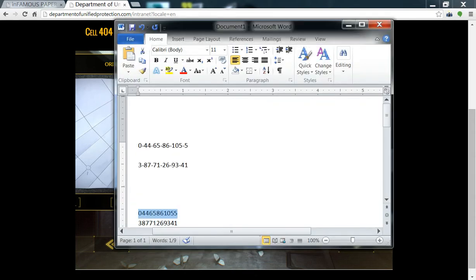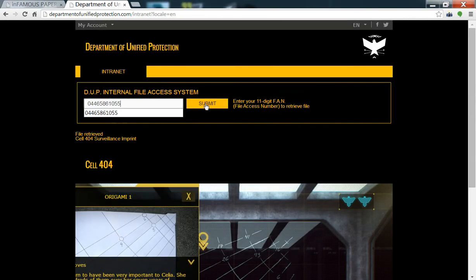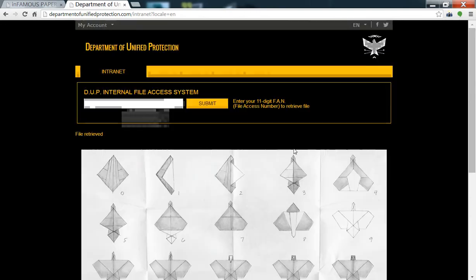Now we have our numbers right here. So let's start looking for them. We'll start at 387, or let's do the 044. If you see right here, we type that in here. We see that this is not important at all.